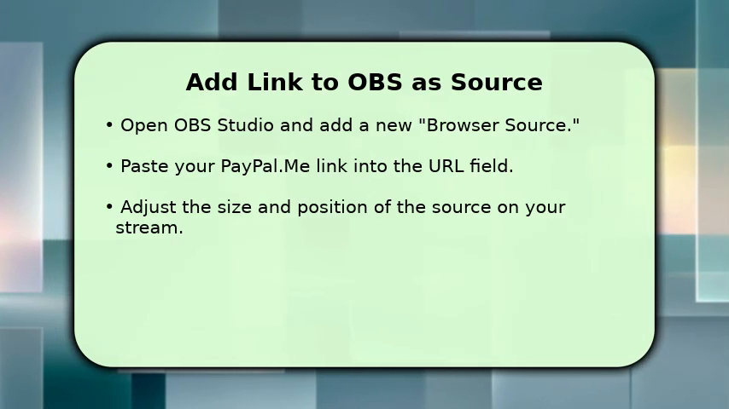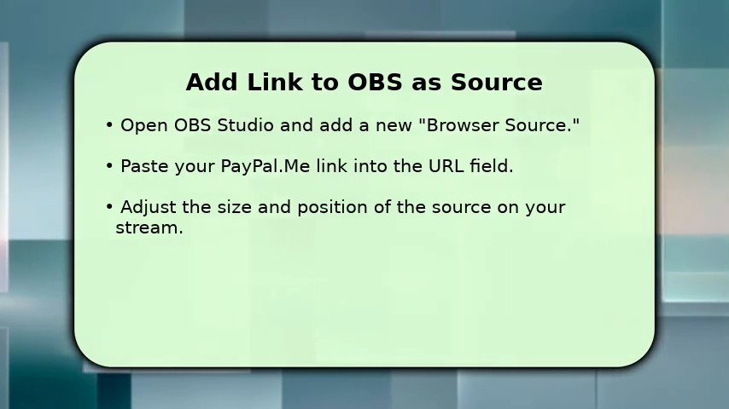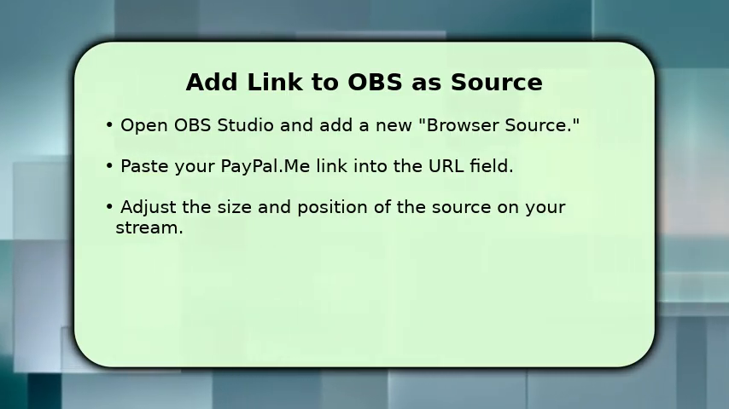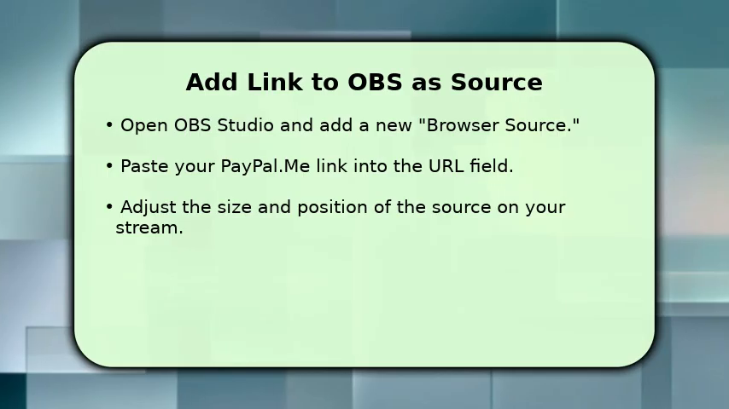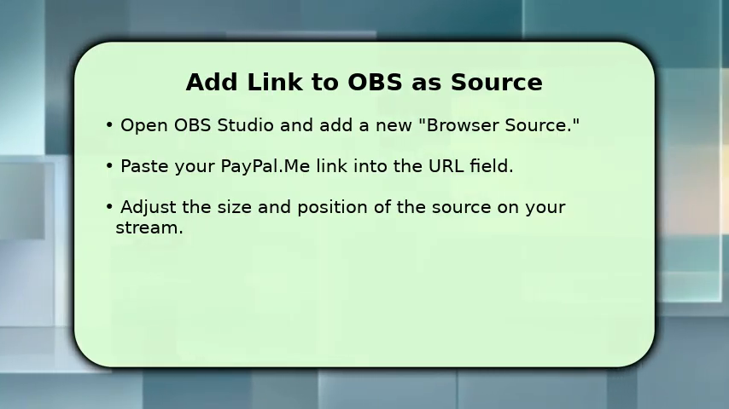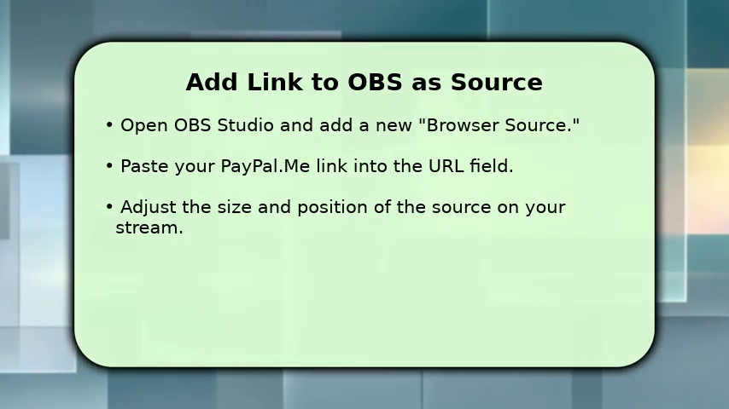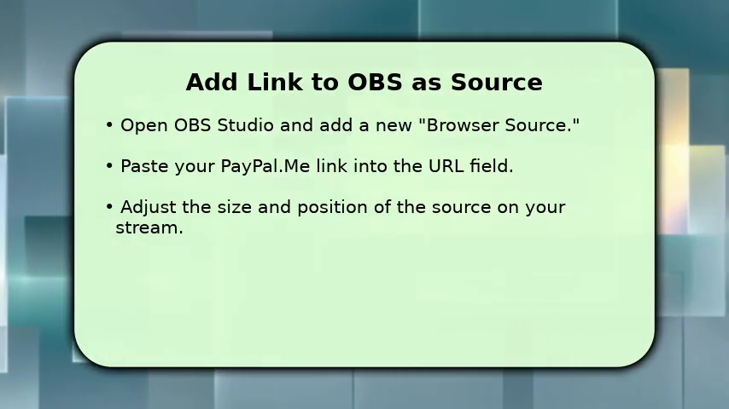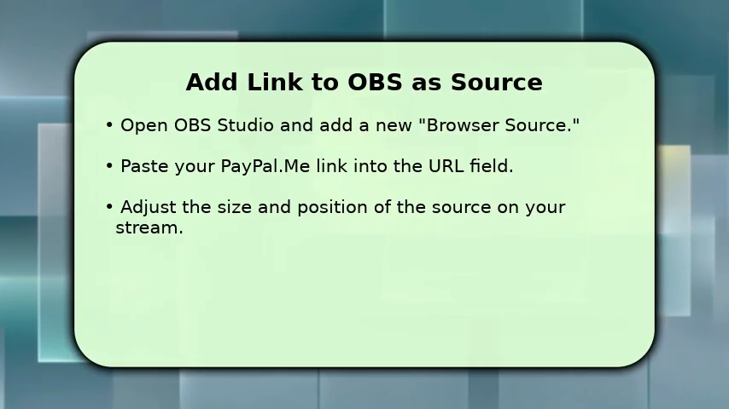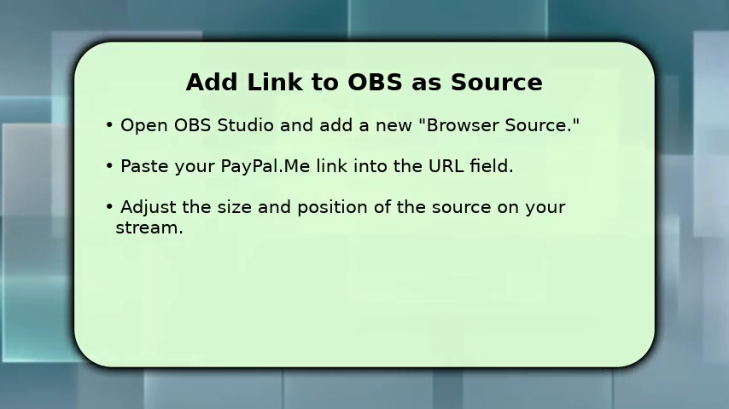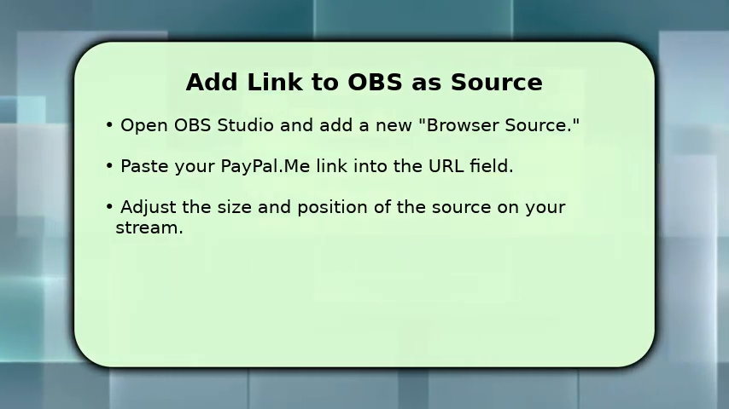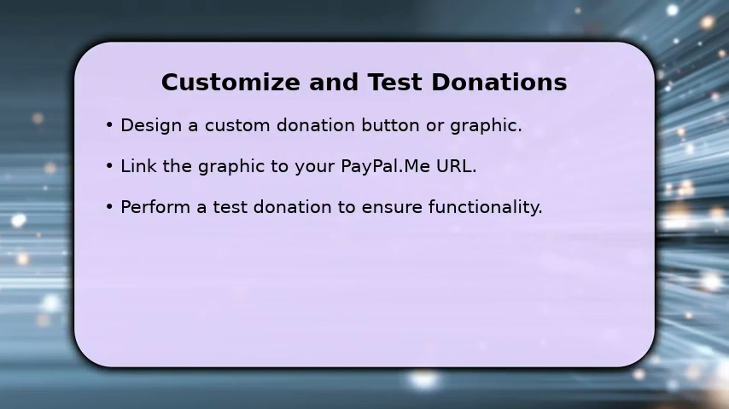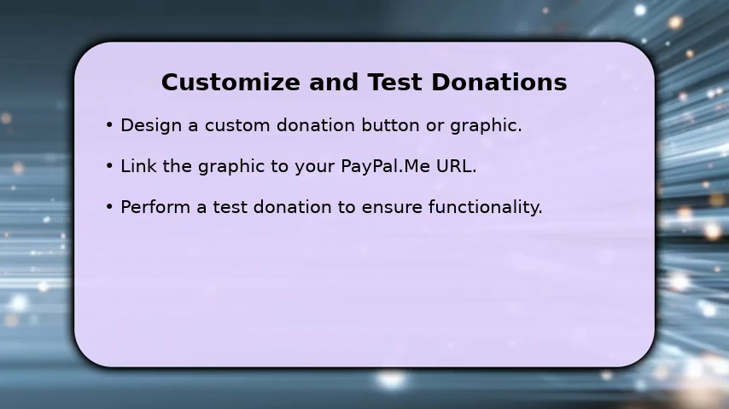Now, let's bring that link into OBS. In OBS Studio, click the plus icon under Sources and select Browser Source. Paste your PayPal.me link into the URL field. You can then resize and position this browser source anywhere on your stream layout. For a simpler approach, you could also use a text source to display the raw link. This gives your viewers a clear visual cue and an easy way to access your donation page with just one click.